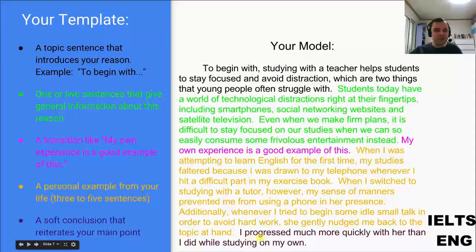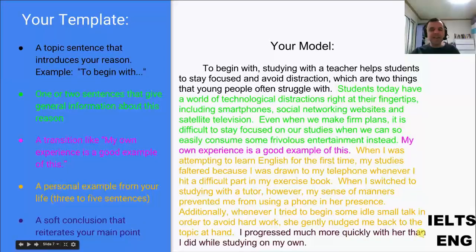I conclude the body paragraph with a soft conclusion. I progressed much more quickly with her than I did while studying on my own. What I mean by a soft conclusion is one that is subtle. A hard conclusion might be something like, this example demonstrates that students learn better with teachers than by themselves, or this example clearly demonstrates that it is better to study with a teacher than to study alone.